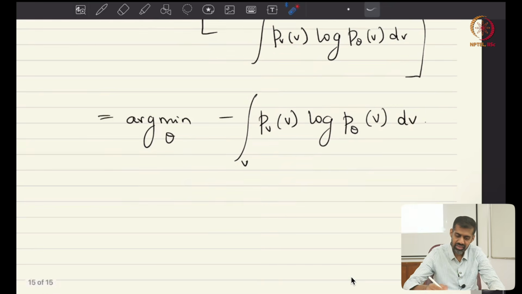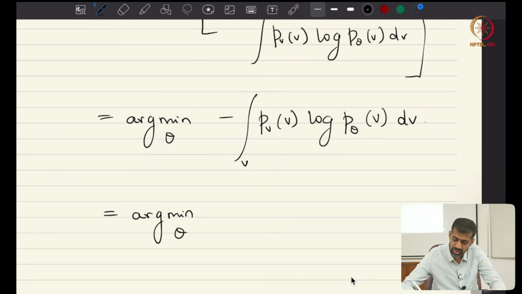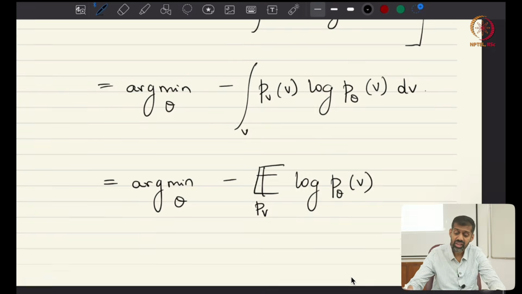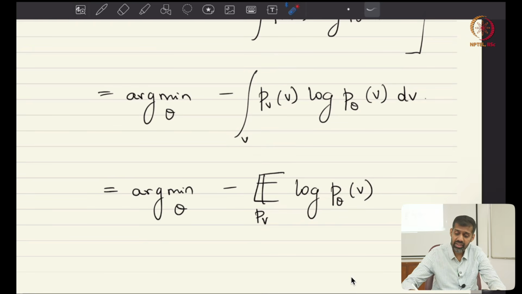We use statistics. So we can write this as argmin of the negative of, what's this integral? This integral is the expectation of, correct. By definition, this integral is nothing but the expectation of log p theta with respect to PV. Okay. Now again, can we compute this expectation?